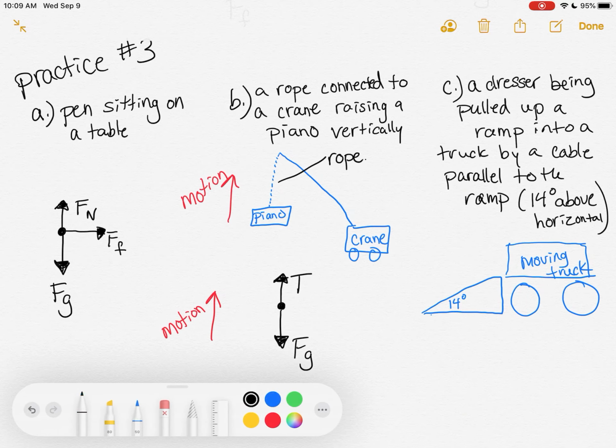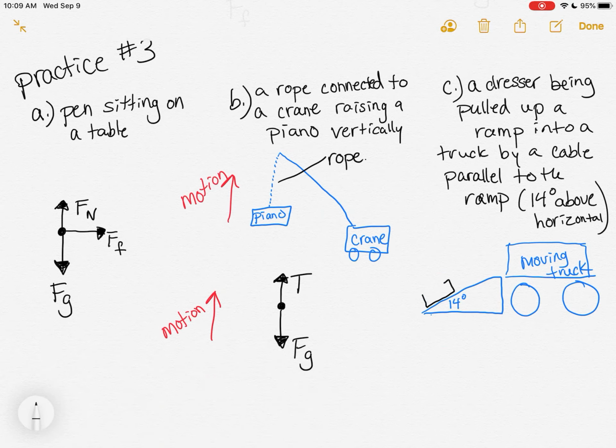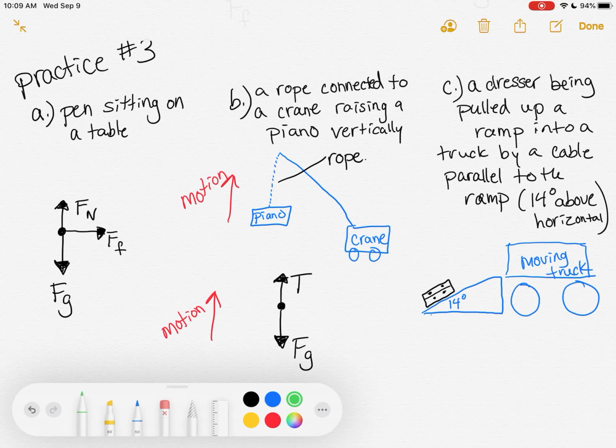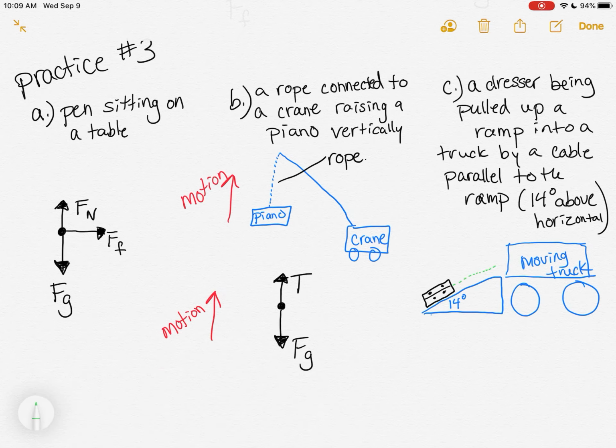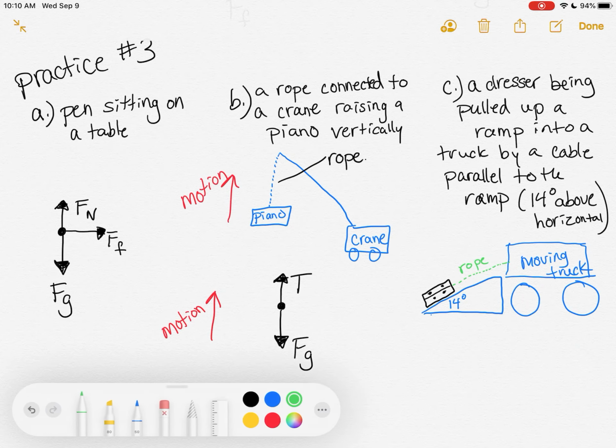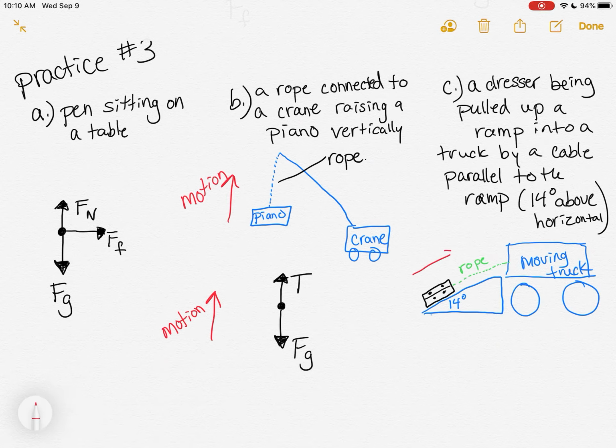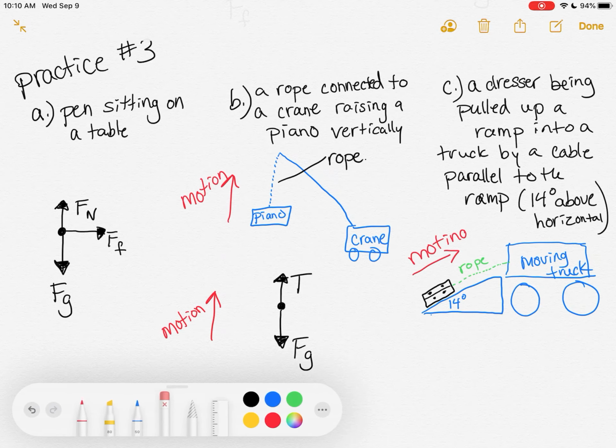And that means we've got our dresser on the ramp here. Okay, so we've got our dresser on the ramp, and it's attached to a rope that is being pulled in with some sort of winch or something like that in the moving truck. Okay, so this is our rope. All right, so then in our system diagram, that means the motion of our dresser is up and to the right here.